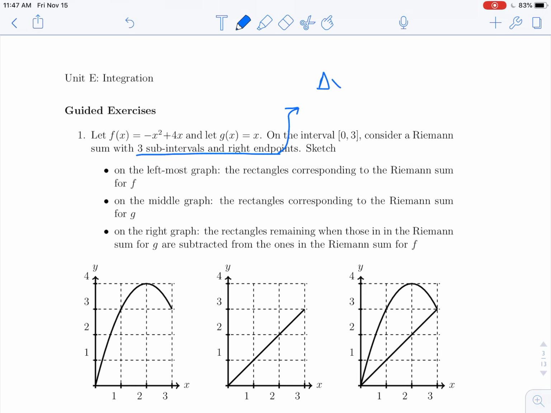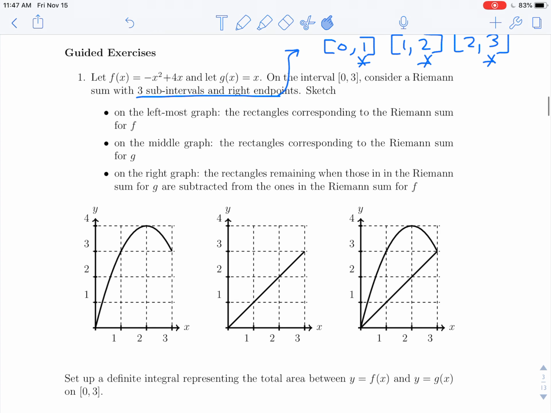This means that delta x is 1. We've got 0, 1, 1, 2, and 2, 3. So we should be using 1, 2, and 3 because those are our right endpoints. So on the leftmost graph, the rectangle is corresponding to the Riemann sum for f. By the way, that is the graph of f right there. Okay, so we're using right endpoints.